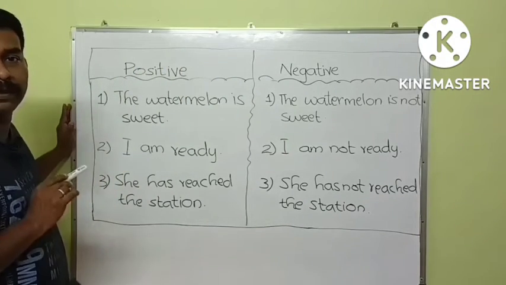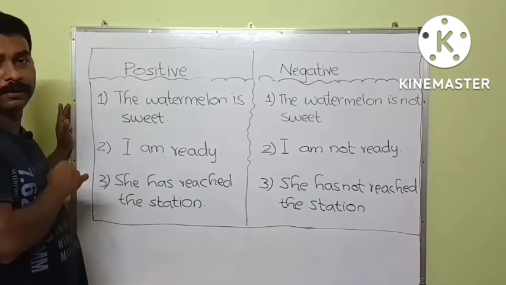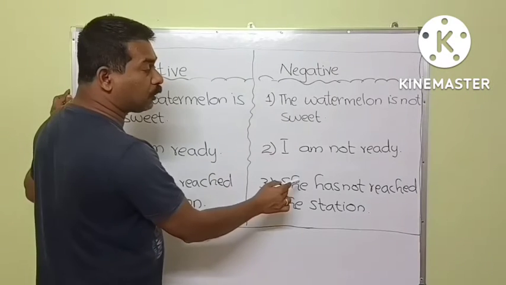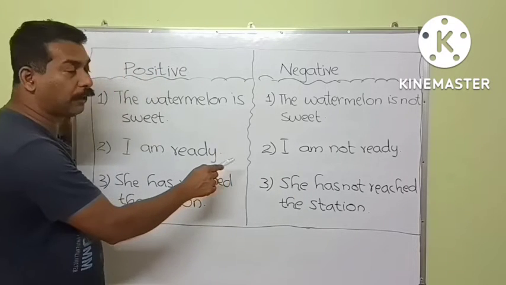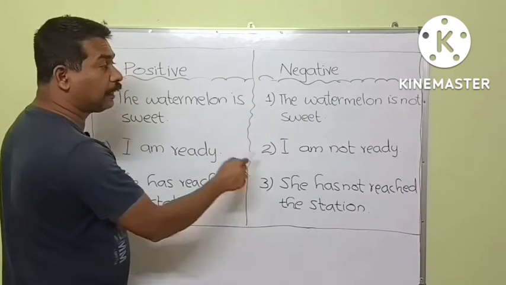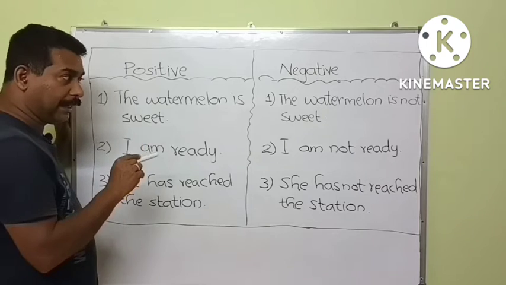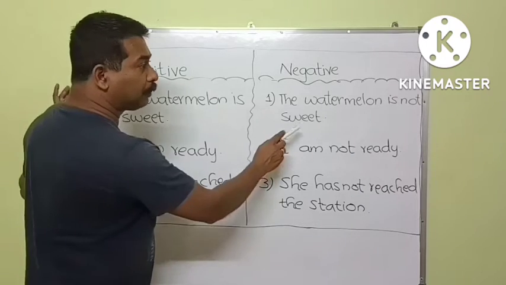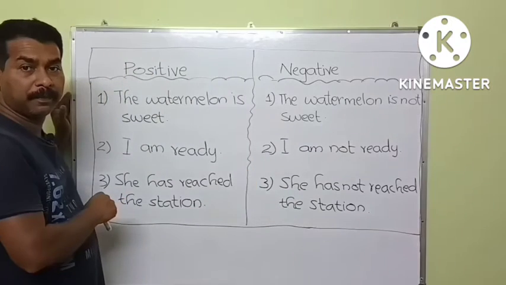Here we have two groups of sentences. The first group contains three sentences. The second group also contains three sentences. Where does the difference lie? The difference lies in the second group of sentences. That is due to the presence of not in these sentences.